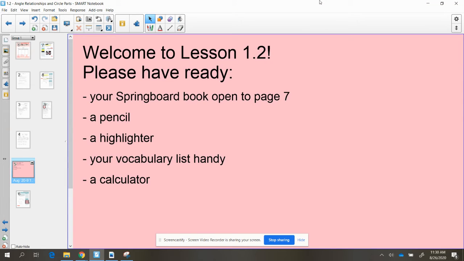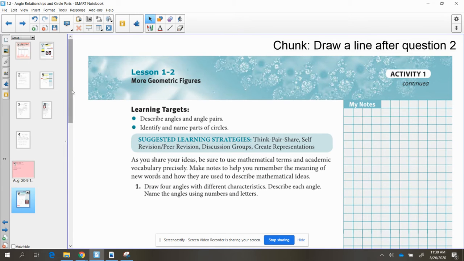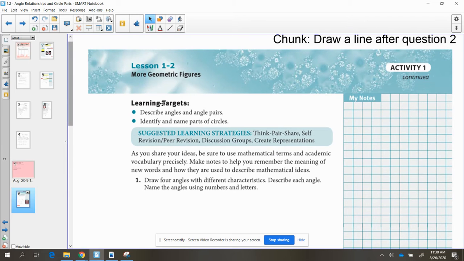Please make sure you have your Springboard book open to page 7 and a pencil highlighter combo and your vocab list handy and a calculator handy if needed. Now, I know I just told you that we are starting on page 7, so here we are with the learning targets. We're going to talk a little bit more about vocabulary.